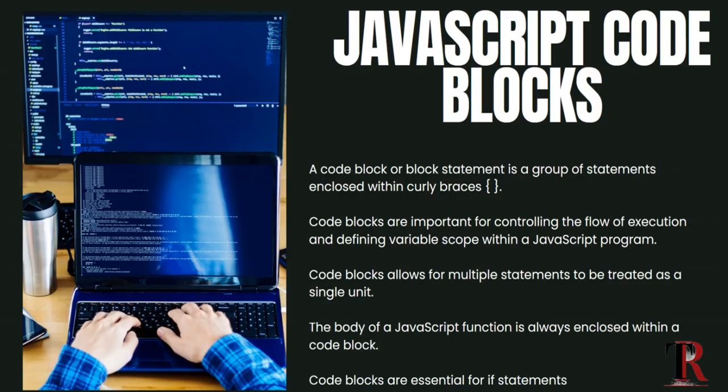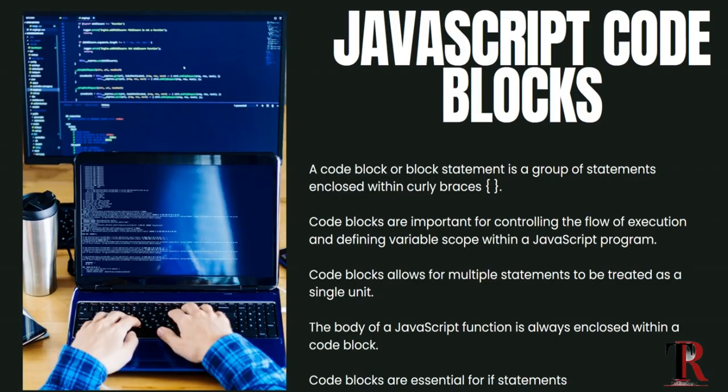So you can use code blocks to understand how our program is going to behave or what it's going to do. Code blocks allow multiple statements to be treated as a single unit. You see what I just did now? The body of a JavaScript function is always enclosed within a code block. It is that opening and closing curly braces.